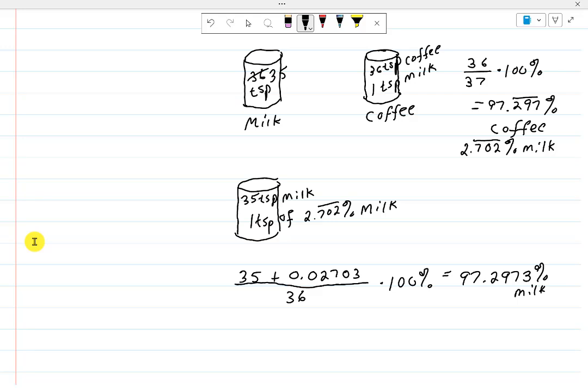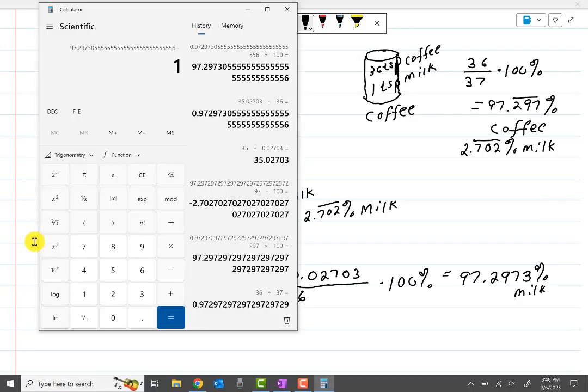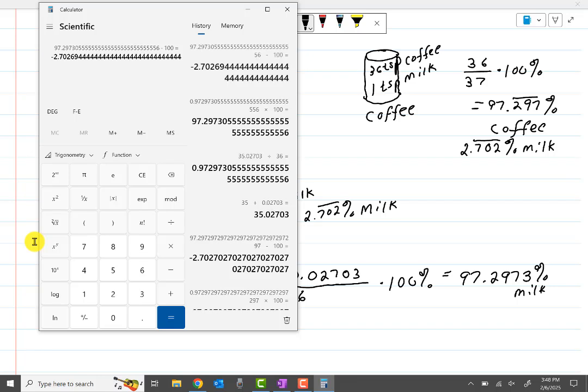And then I'm going to do the percentage of coffee in there as I'm going to subtract this from 100. So I'll do minus 100. 2.70, how many am I doing? 2.703?